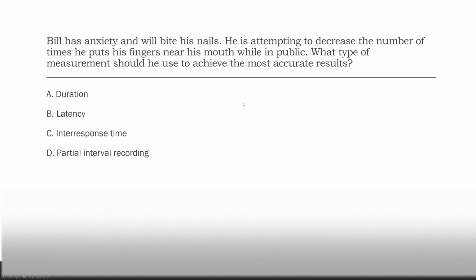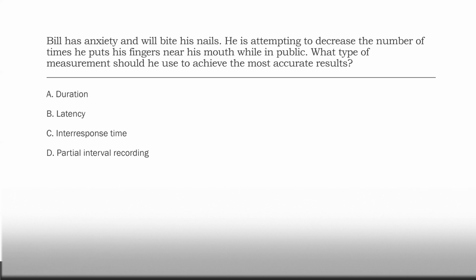And when we think about measurement, continuous, discontinuous, and permanent product, of those three, which is most accurate? Of course, continuous. So that means we need to eliminate any discontinuous measurement that might not fit. If we look at our answer choices, partial interval is gone because there is a continuous measurement procedure that's going to work here. Second, what are we trying to decrease? Trying to decrease the number of times he puts his fingers near his mouth. So if we think about this behaviorally, if he does it 10 times per minute, we could decrease rate. Rate's not an option. So we need to move to the next option.